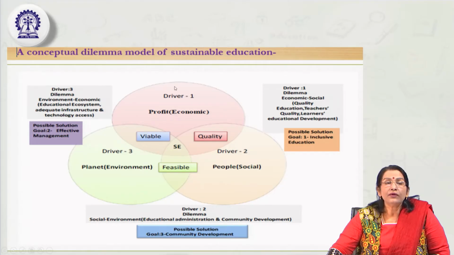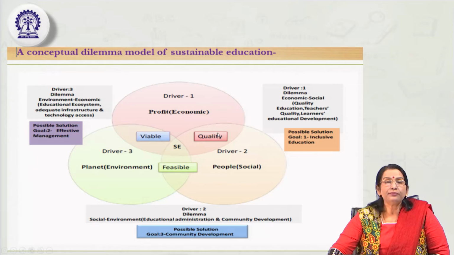Then when driver 1 and driver 3 interact, this overlapping area, the larger the portion will be, the more sustainable the system will be, because as they overlap extensively, the viability increases. Similarly, here the more they overlap with each other, the feasibility increases. Similarly, the more driver 1 and driver 2 overlap, the quality enhances, quality increases.